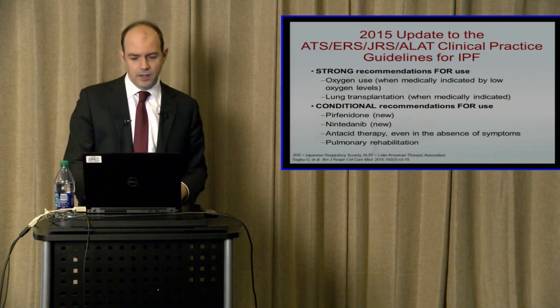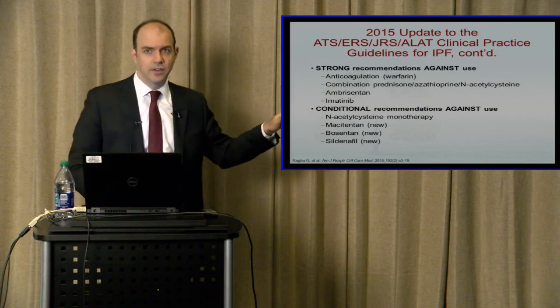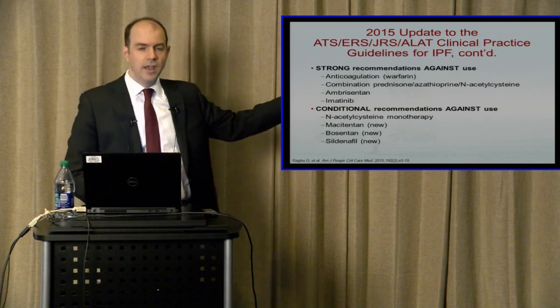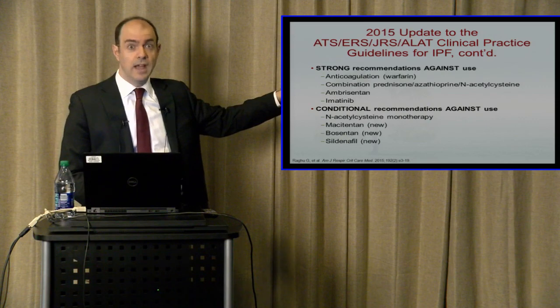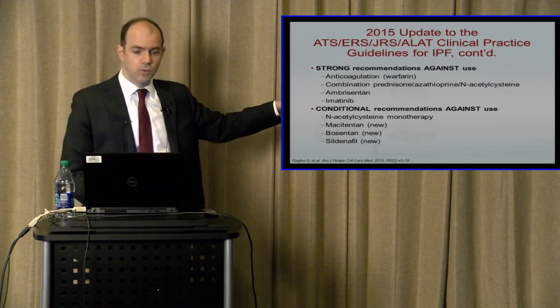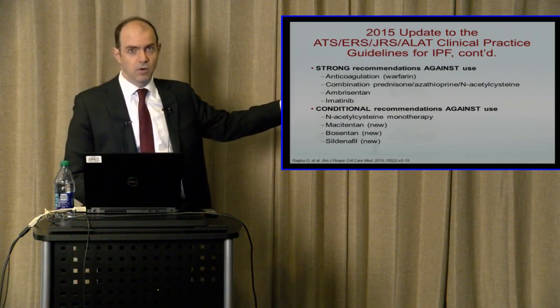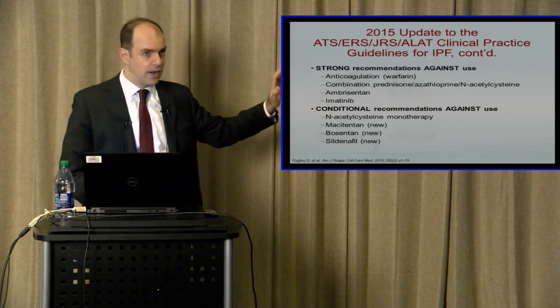So I'll leave it at that. It is a little bit controversial. This slide is a little confusing. It's the recommendations against treatment for IPF, and we do have good evidence that prednisone increases mortality in IPF. Ambrisentan, which is a pulmonary hypertensive drug, worsens outcomes. Imatinib doesn't work. N-acetylcysteine orally doesn't work. Macitentan, bosentan, sildenafil in clinical trials don't work.